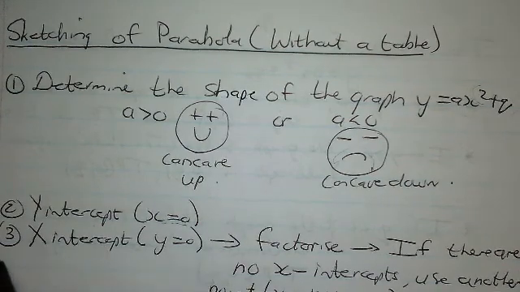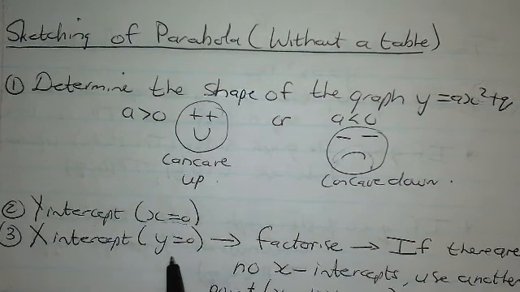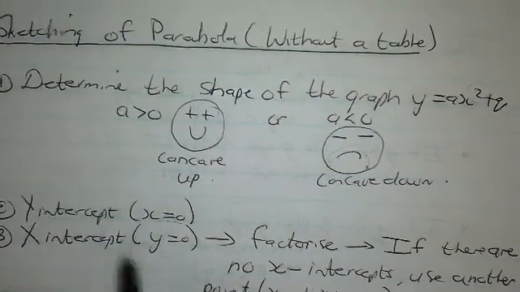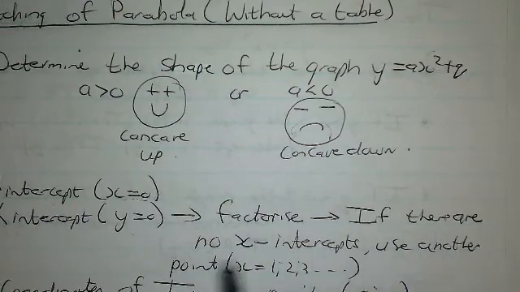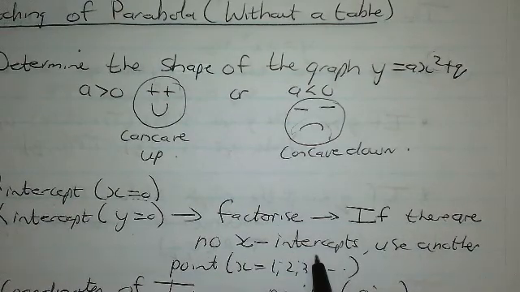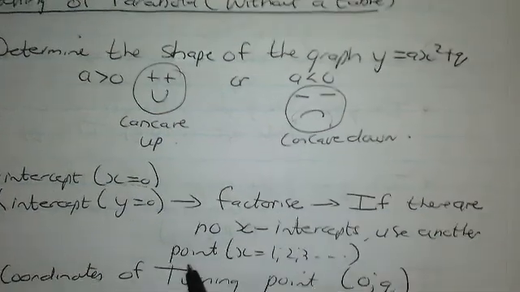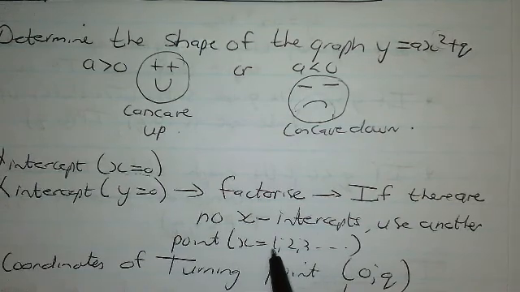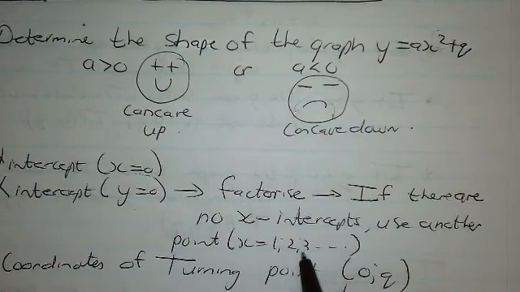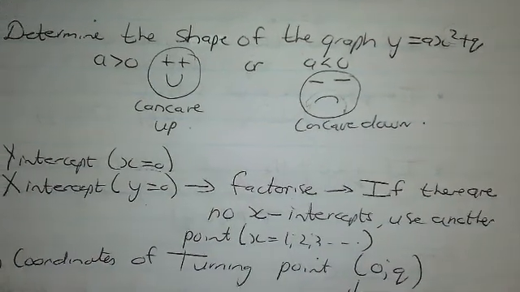To calculate then the x-intercept, you make y equal to 0. Because it's quadratic, you will factorize now. If there are no x-intercepts, if you can't factorize it, use another point. How will you get another point? You use the values of x, you substitute 1 into the equation, or 2 or 3 to get 1 point, and then you use that accordingly.